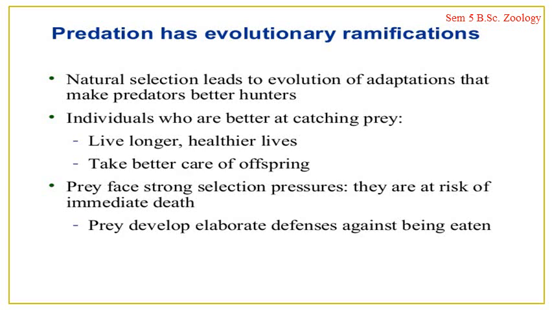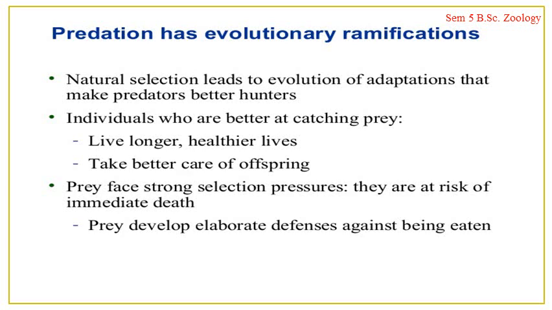Okay. Now, predation has huge evolutionary importance as well, and Darwin also said that competition as well as predation has a key role in evolution. You can see natural selection leads to the evolution of adaptations to make predators better hunters. Similarly, it also helps the prey develop adaptive features to escape or defend against being preyed upon. Individuals who are better at catching prey live longer, they give rise to better offspring, and they care for offspring for a longer period of time.